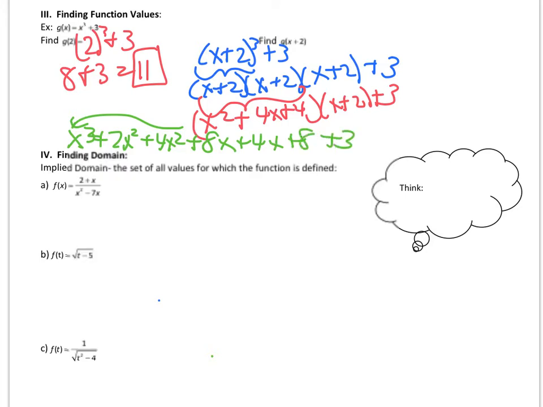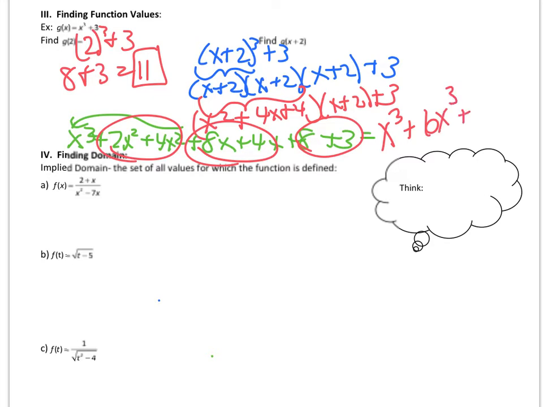And I did that by doing x squared times x, x squared times 2. And then 4x times x, 4x times 2. 4 times x, 4 times 2. And then I'm adding 3. So once I combine my like terms, that is going to give me x cubed plus 6x squared plus 12x plus 11.